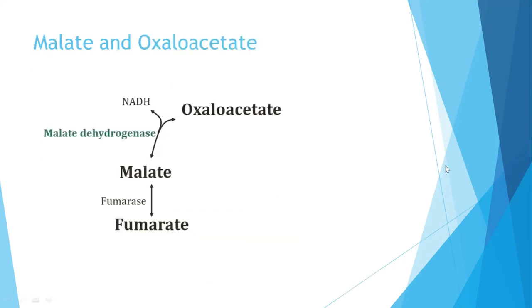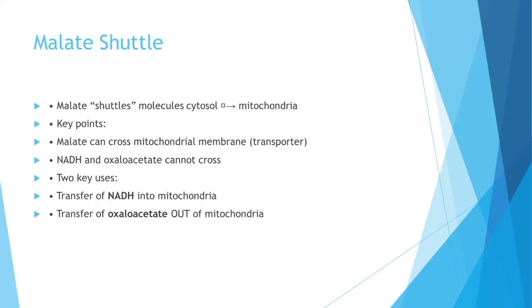Now, malate and oxaloacetate. With NAD, we have oxaloacetate, which by the enzyme malate dehydrogenase, in a bidirectional reaction, can form malate, or malate can form oxaloacetate. And again, there is fumarase, converting fumarate to malate. So talking about the malate shuttle, malate shuttles molecules from the cytosol towards the mitochondria.